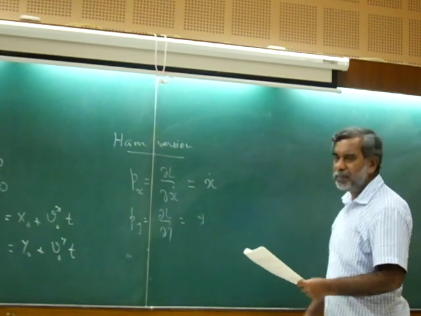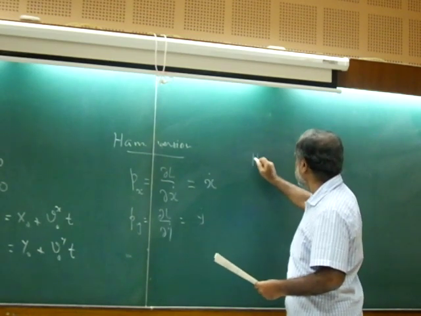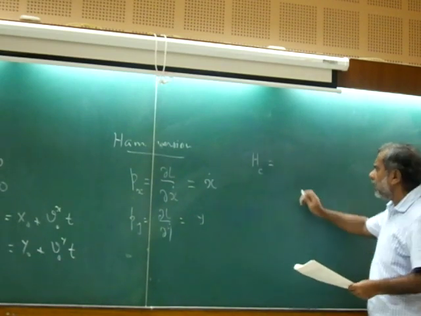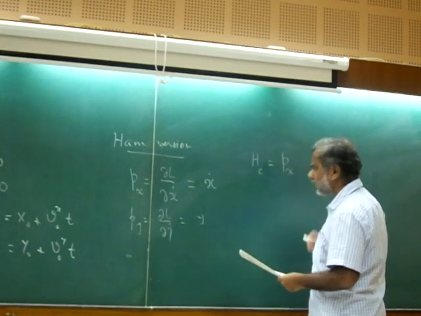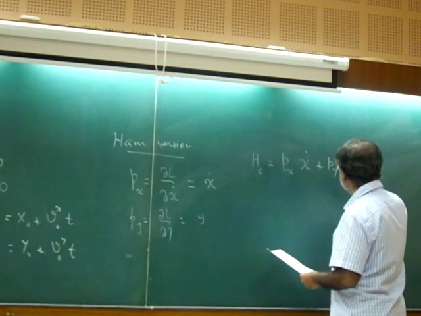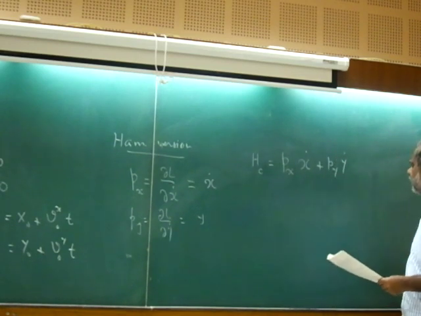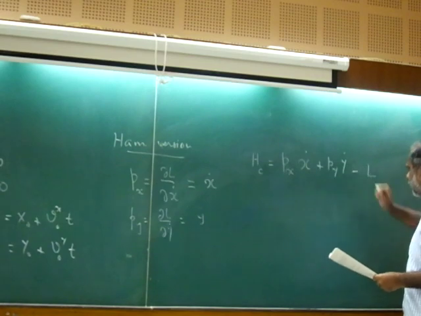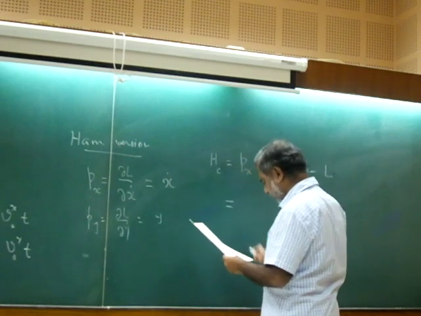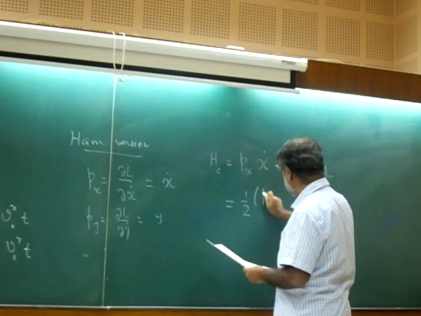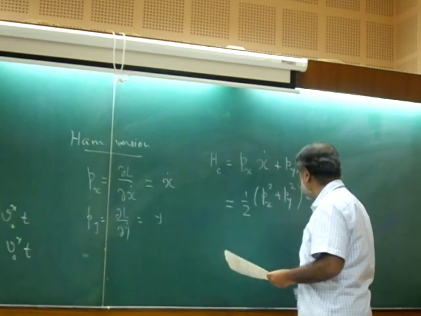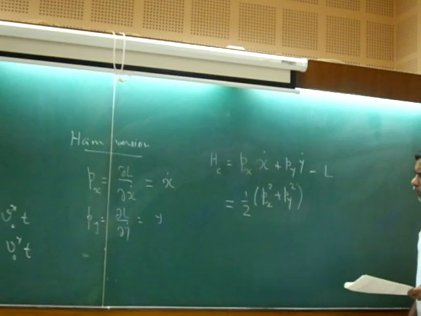Then how do you obtain the Hamiltonian? The canonical Hamiltonian, Hc, is obtained by what is called the Legendre transform, and that is what? The momentum times the coordinate time derivative minus the Lagrangian. So you should check for yourself that this will be this. This is not difficult to see.